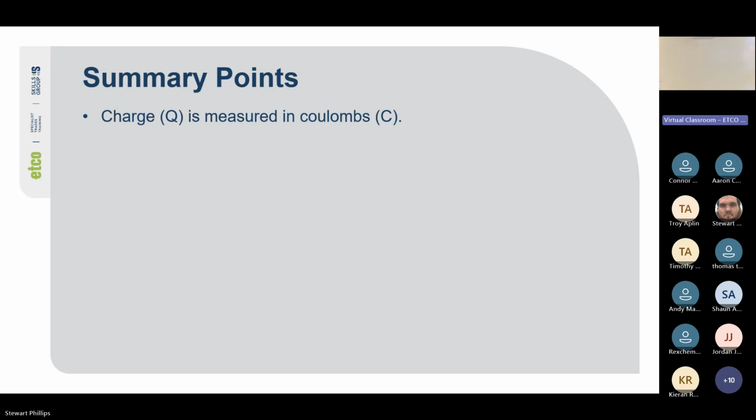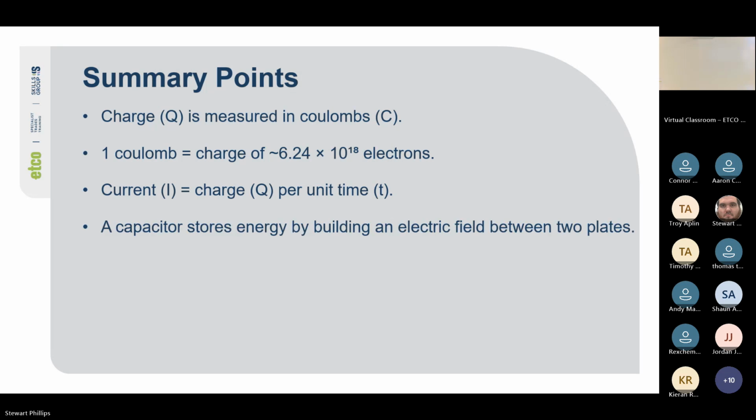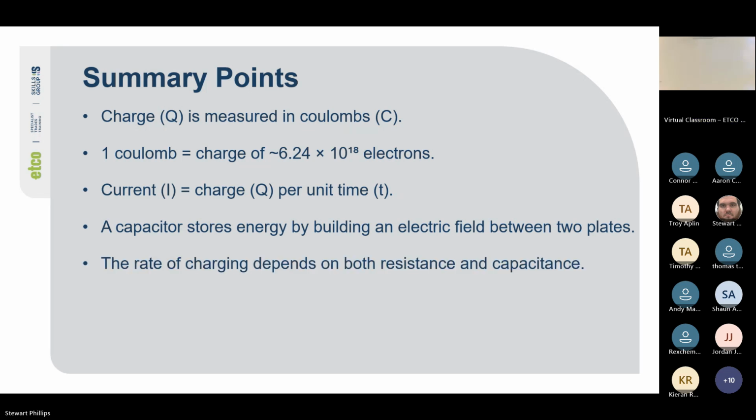Charge, or Q, is measured in coulombs, C. 1 coulomb is equal to the charge of 6.24 times 10 to the 18 electrons. Current, I, equals charge per unit time. A capacitor stores energy by building an electric field between the two plates. The rate of charging depends on both the resistance and the capacitance. And after 5 time constants, the capacitor is fully charged or discharged.